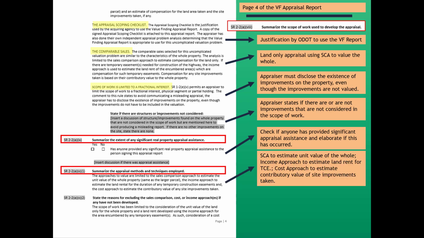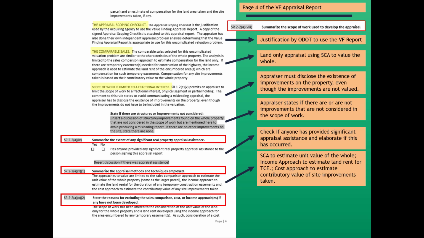2-2A-X-1: summarize the appraisal method and techniques employed. The sales comparison approach is used to estimate the unit value of the whole. The income approach is to estimate land rent for any temporary construction easements. The cost approach is used to estimate the contributory value of site improvements taken. Next USPAP standard 2-2A-X-2.